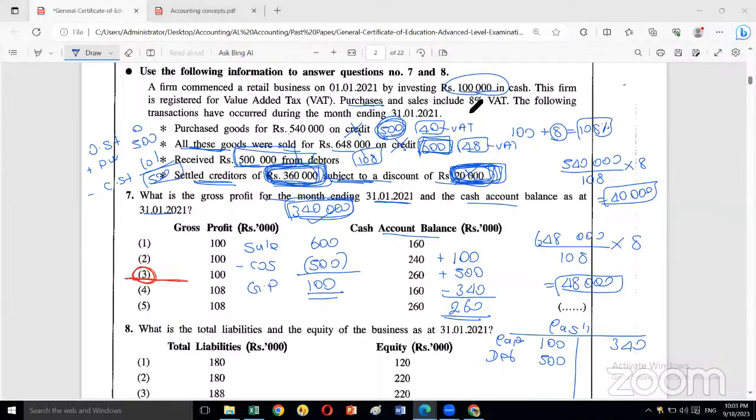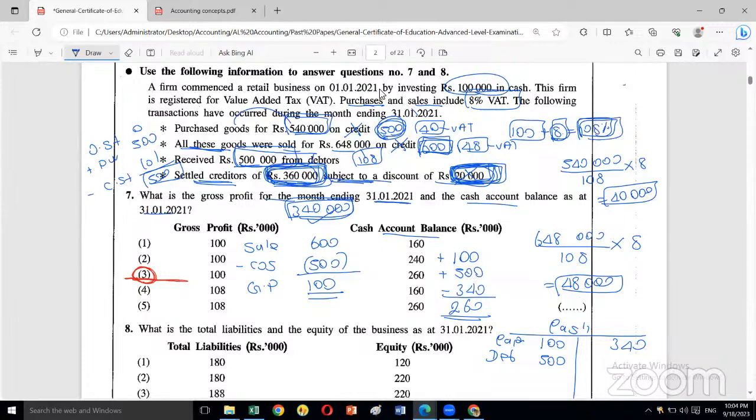Very easy. I don't have enough space here, so I'll explain the concept here. Purchases and sales include how many percent VAT? 8% VAT. So here they gave a purchase. This purchase amount which includes VAT means 108%, because purchase is 100%, and for that 100% only they will calculate the VAT. So which includes VAT means 100 plus 8, 108.